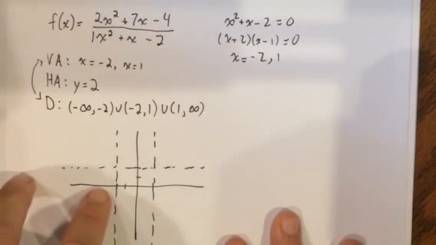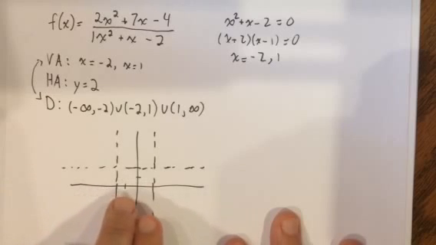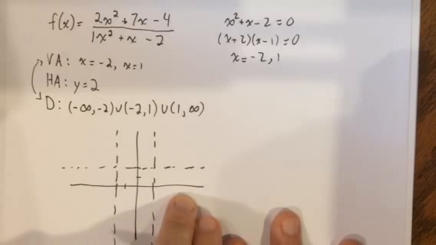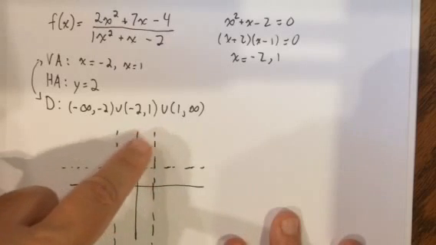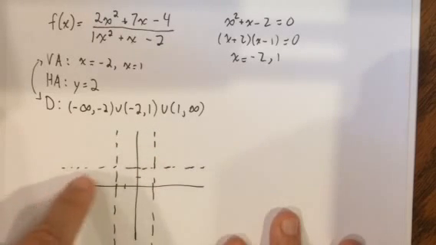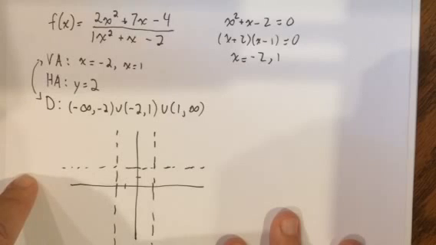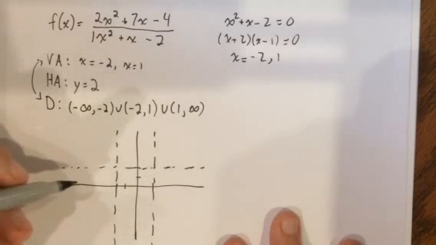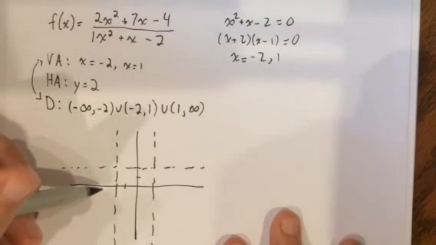So what is it doing when it's less than negative 2? What is it doing in between? And what is it doing when it's greater than 1? Again, it can cross the horizontal asymptote in the middle. A horizontal asymptote just means that as it's going to infinity or negative infinity, it's following that line. So I'm going to go ahead and plot a few points and see what it's doing.